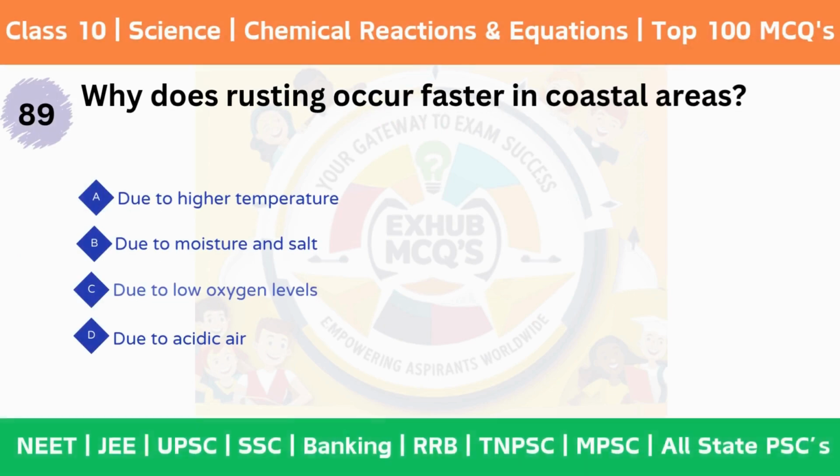MCQ 89. Why does rusting occur faster in coastal areas? Option A, due to higher temperature. Option B, due to moisture and salt. Option C, due to low oxygen levels. Option D, due to acidic air.